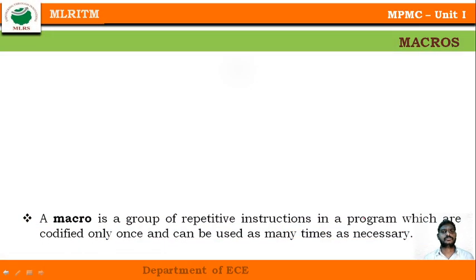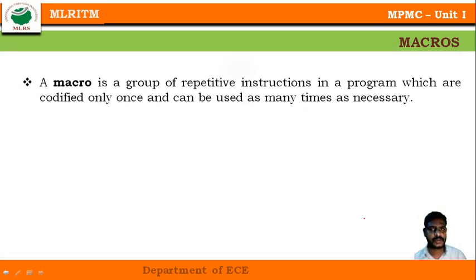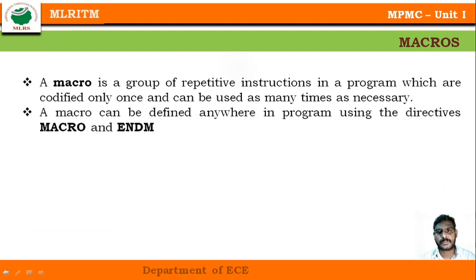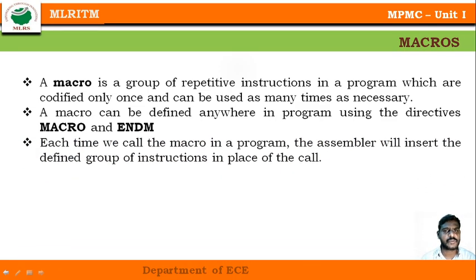So what is a macro? A macro is a group of repetitive instructions in a program which are defined only once and can be used many times as necessary. A macro can be defined anywhere in the program using the directives MACRO and ENDM. Each time we call the macro in a program, the assembler will insert the defined group of instructions in the place of the call.